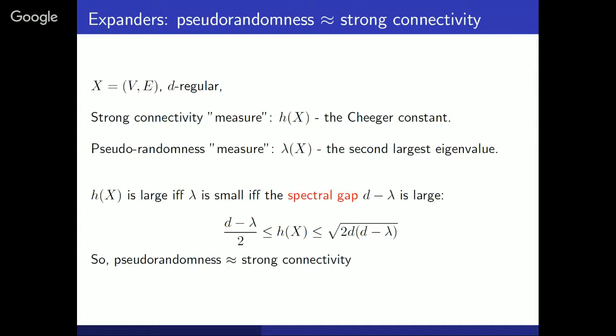What we're going to see is that this nice relation between the combinatorial expansion of the graph, which we refer to as the Cheeger constant, and the spectral expansion, or pseudo-randomness expansion, which we refer to by the second largest eigenvalue, stops being so nicely related when we move to the higher-dimensional case. And this introduces some of the big difficulty in studying higher dimensional expanders.